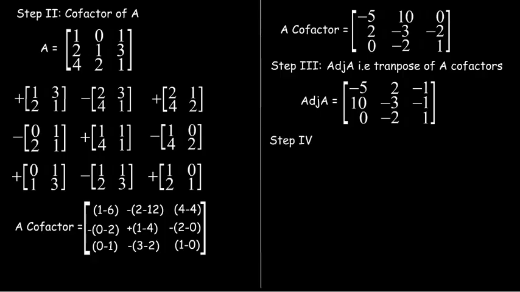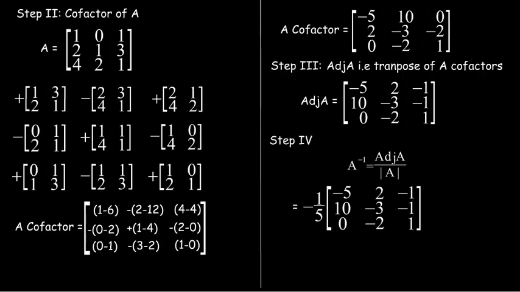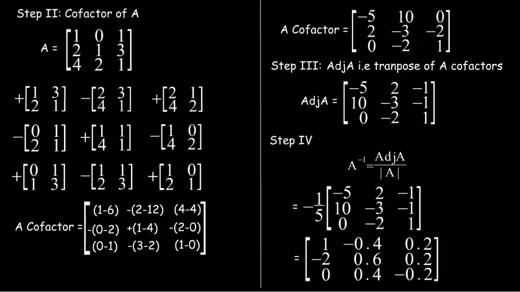So for our final step, to get our inverse, we are going to be substituting for the adjoint of A and the determinant of A. So therefore our inverse will be equal to minus 1 over 5 times the matrix minus 5, 2, minus 1, 10, minus 3, minus 1, 0, minus 2, minus 1, which when simplified further will be equal to the matrix 1, minus 0.4, 0.2, minus 2, 0.6, 0.2, 0, 0.4 and minus 0.2.